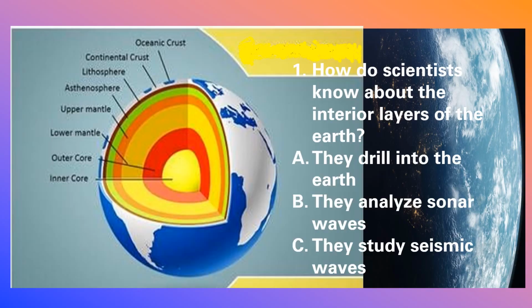Number 1, how do scientists know about the interior layers of the Earth? A, they drill into the Earth. B, they analyze sonar waves. Or C, they study seismic waves.